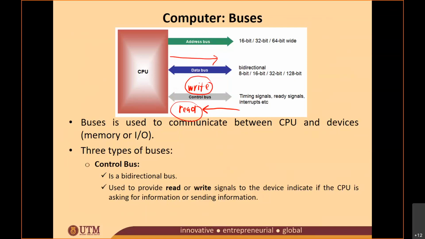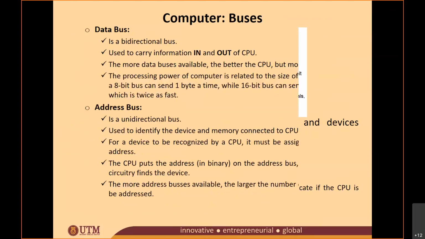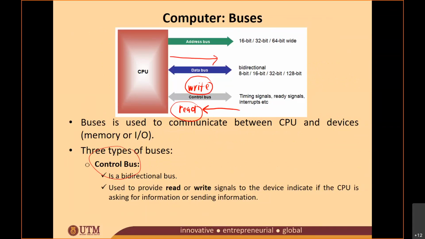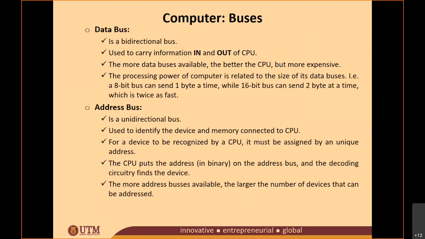So this is the control bus, what the control bus does. And then we have the data bus. Again, data bus, kalau kamu tengok, this is a data bus. Sama juga dengan control bus, dia ada anak panahnya masuk dengan keluar. So this is bidirectional as well lah, used to carry information in and out from the CPU.